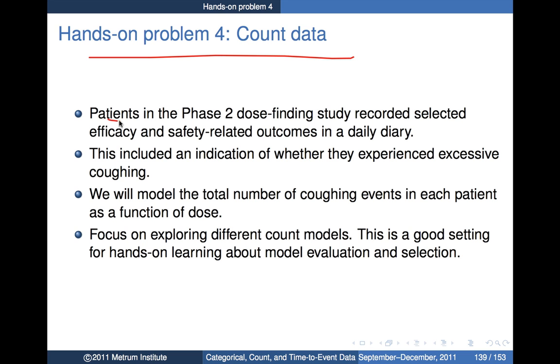Okay, so our hands-on problem 4 is going to be looking at count data. Patients in our phase 2 dose finding study recorded a number of efficacy and safety related outcomes in a daily diary, and those events included an indication of whether or not they experienced excessive coughing. What we're going to model here is the total number of coughing events in each patient as a function of dose.